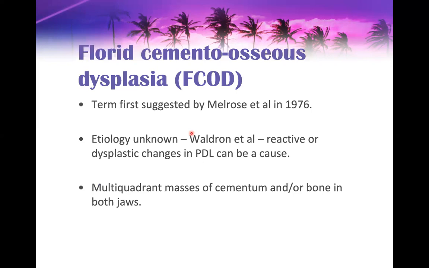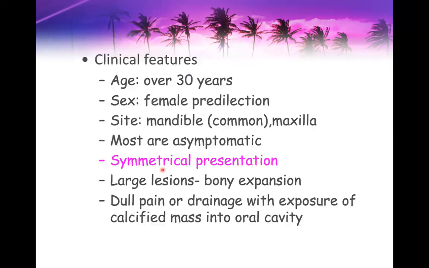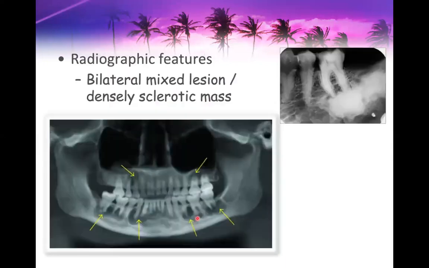The third one is florid cementosseous dysplasia. The term was suggested by Melrose. Again, it is considered to be a reactive or dysplastic change, but the appearance will be multi-quadrant. It appears in all the quadrants bilaterally and symmetrically. Clinical features: age over 30 years, female predilection, site mandible more common, but it can occur in the maxilla. Most are symptomatic, with symmetrical presentation and large lesions. There will be bony expansion, dull pain or drainage with exposure of calcified mass into the oral cavity.